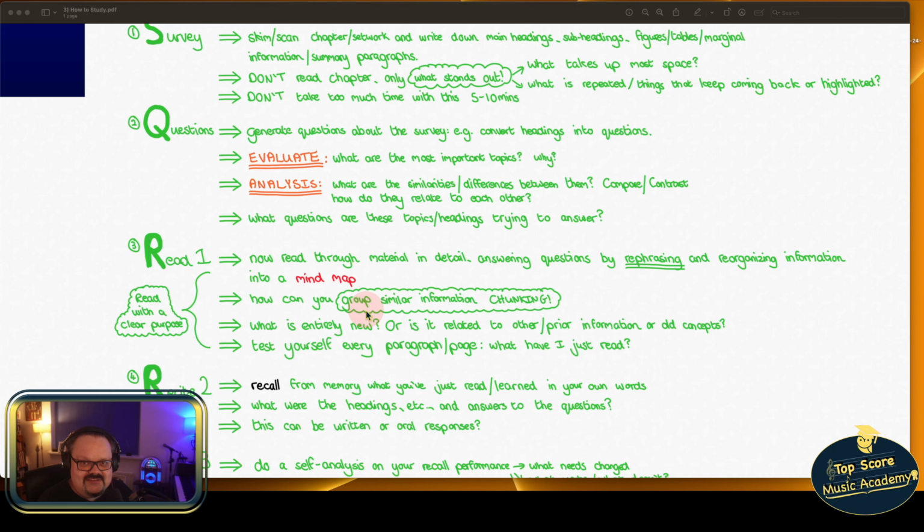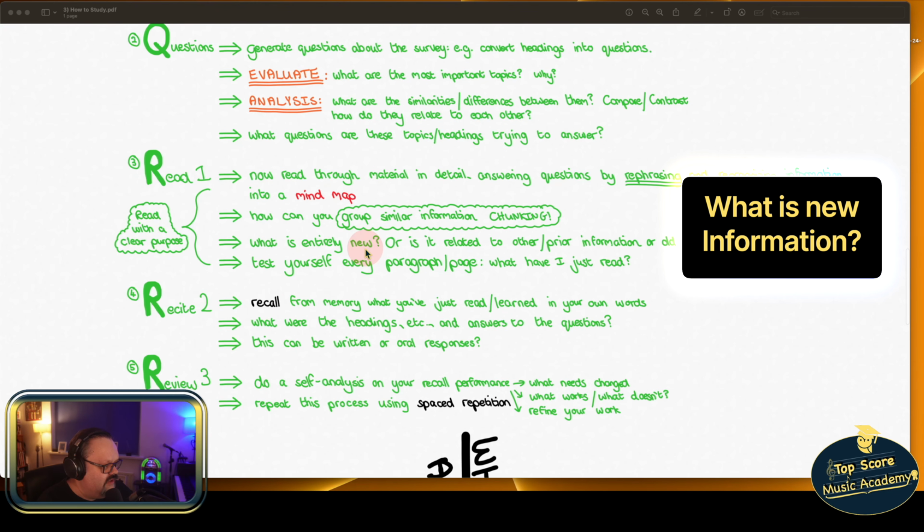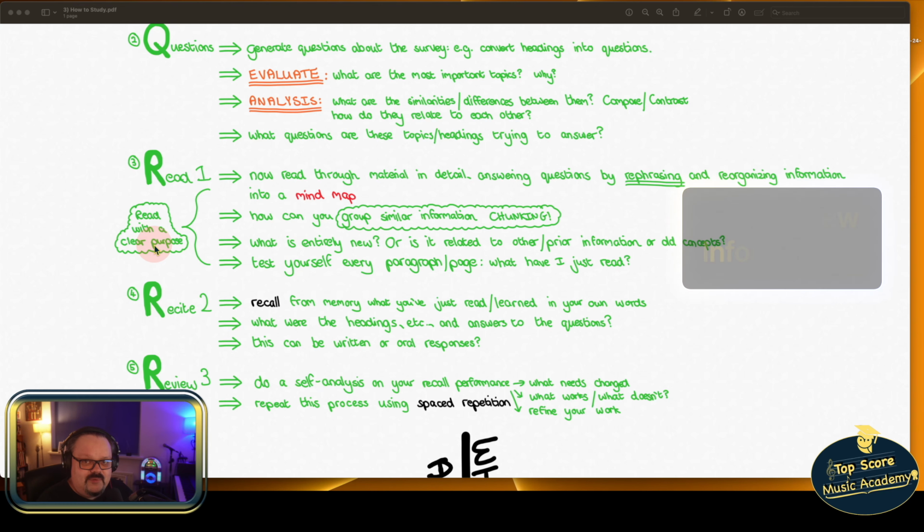So I will show you guys how to do all this, but this is what you need to be thinking about in step 3 when you're doing your detailed reading and making it into mind maps. Also, maybe think about what is entirely new information. Okay, what is stuff that you've not come across before? That's also reading with a clear purpose as well.